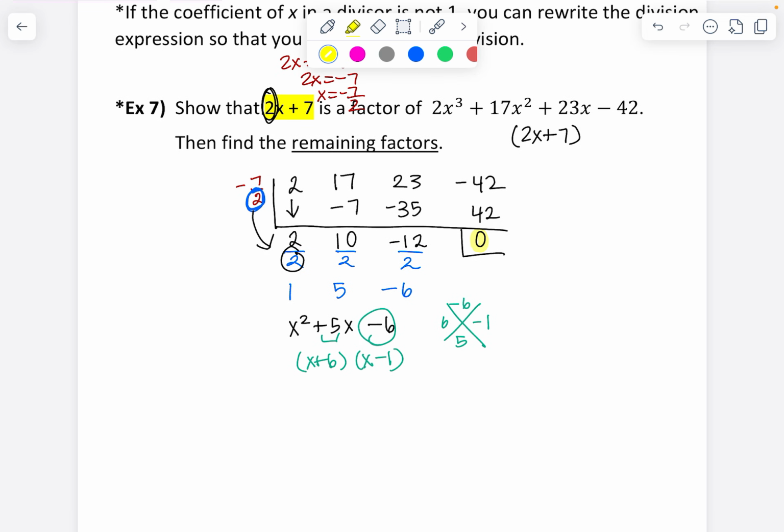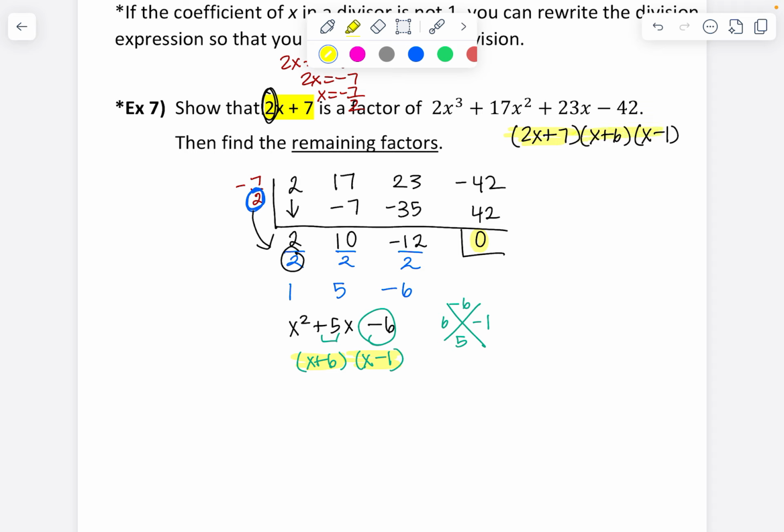So the 2x plus 7 gets to be in the final answer, as well as the x plus 6 and x minus 1. So the factored form of this degree 3 polynomial is 2x plus 7, x plus 6, x minus 1.